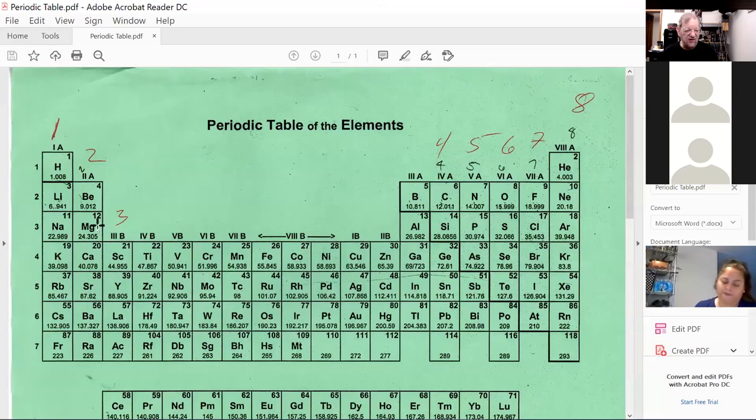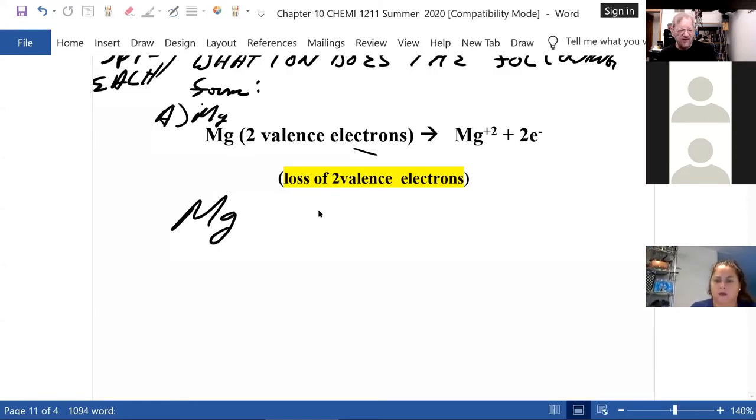First thing, magnesium is Mg. How many electrons and protons does magnesium have? That's the same number as the atomic number, 12. So I'm going to go back to my sheet. On a board, this would be easier. So I have 12 protons, 12 electrons.